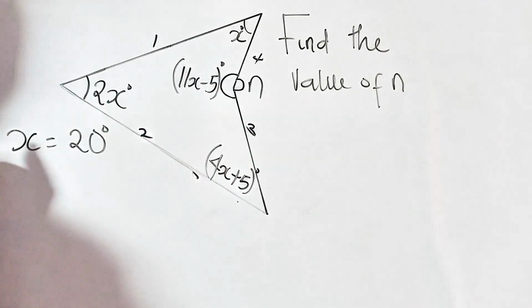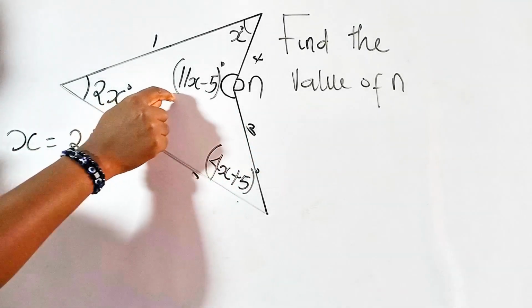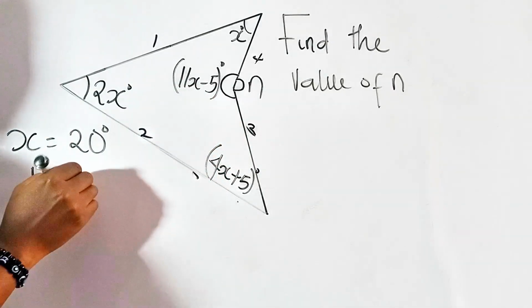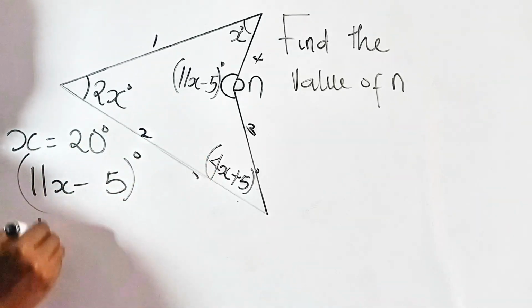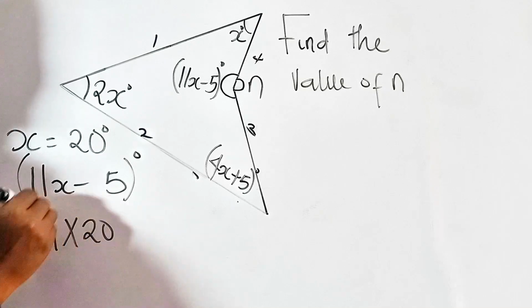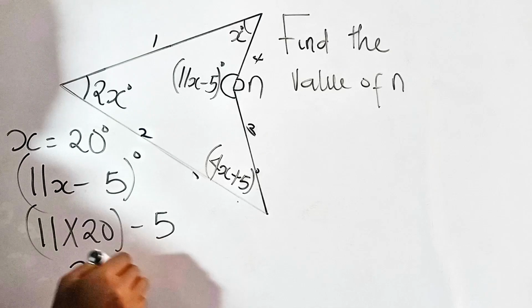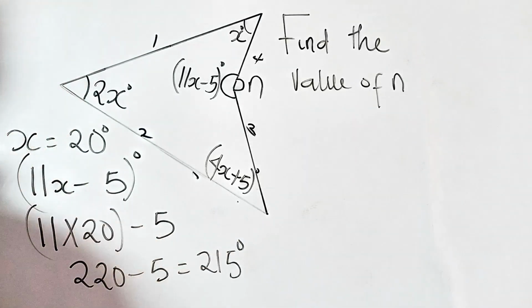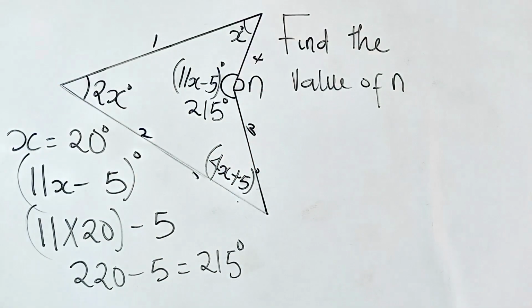So if x equals 20 and our concern is this angle, I'm going to substitute 20 for x in this expression here. We have that angle as 11x minus 5 degrees, right? So now x is 20, so it's going to be 11 times 20 minus 5. 11 times 20 is 220, and minus 5 gives us 215 degrees. So therefore, this angle here is now 215 degrees. We are moving closer to getting the value of n.